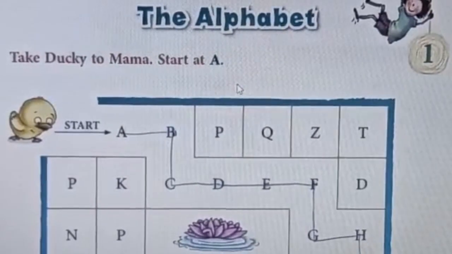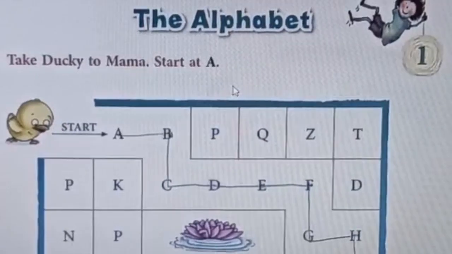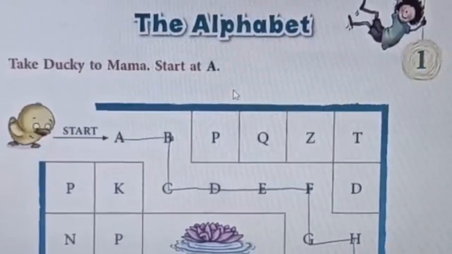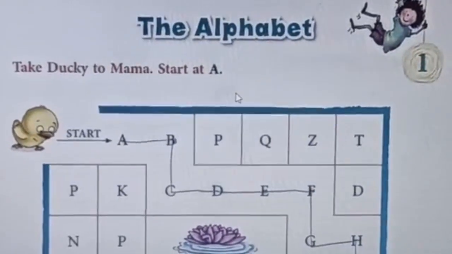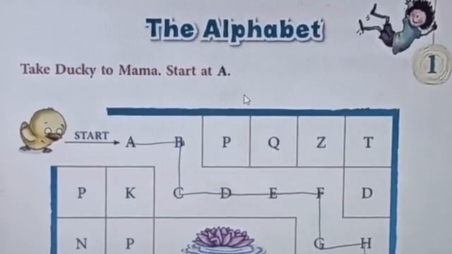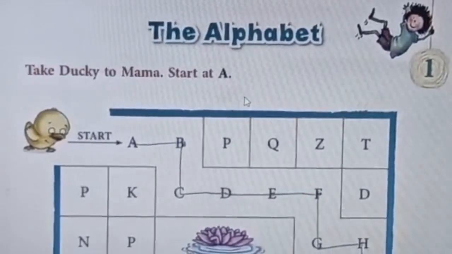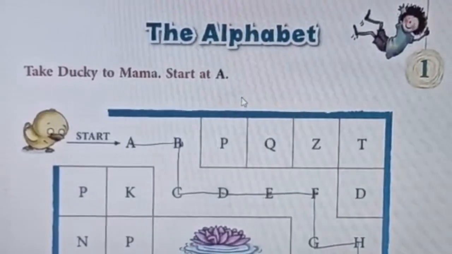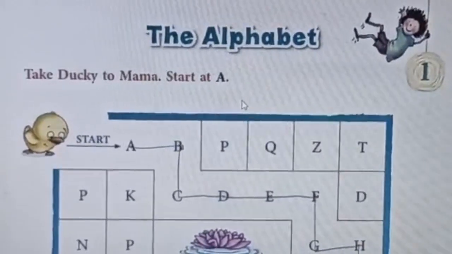Today we are going to learn about alphabets. Our first lesson. Let me tell you, alphabet is all about learning letters A to Z. So let's get started. Here you can see on the screen a maze game is given to you, and a baby chick needs to find the path to reach its mama. So we will help the ducky in an alphabetical order.